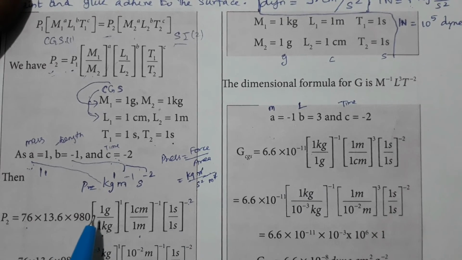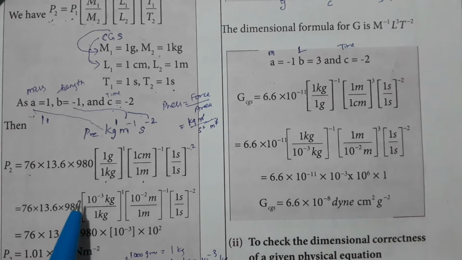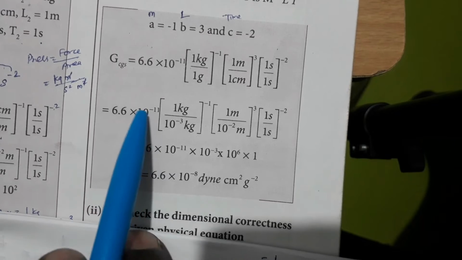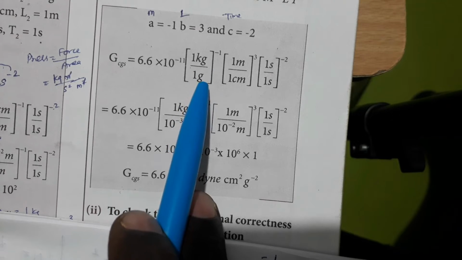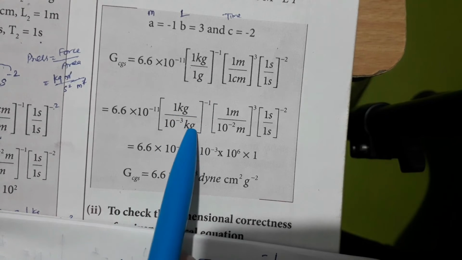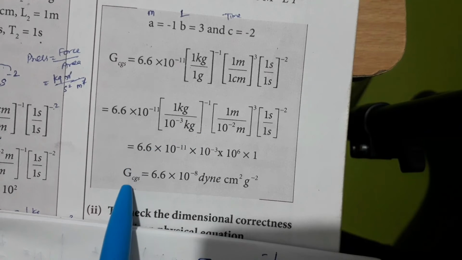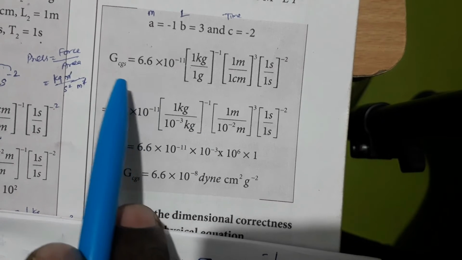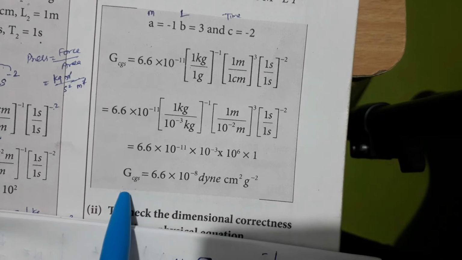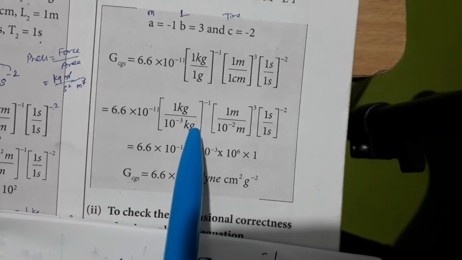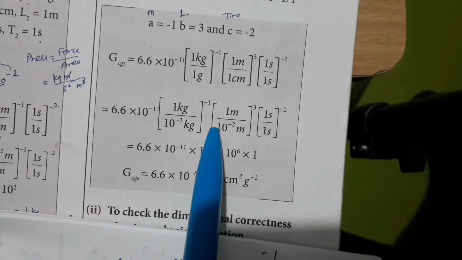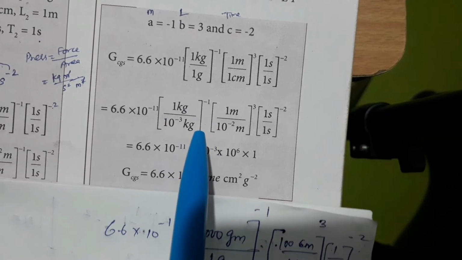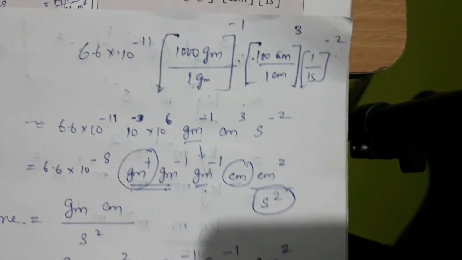Now again, as in the previous problem, we are trying to bring it into a common unit. Here we have converted gram into kilogram to bring it into a common unit. We have seen until this point 6.6 into 10 to the power minus 11 kg by gram. Now this step is actually wrong. We are supposed to convert the value from SI units into CGS units. So we have to convert kg into grams and meters into centimeters. This has not been done here, so we will see in detail the missing steps.